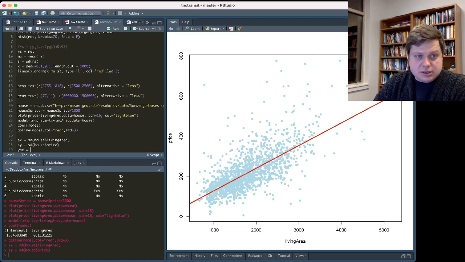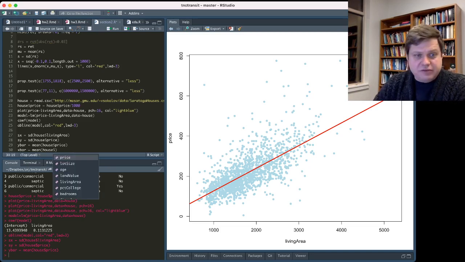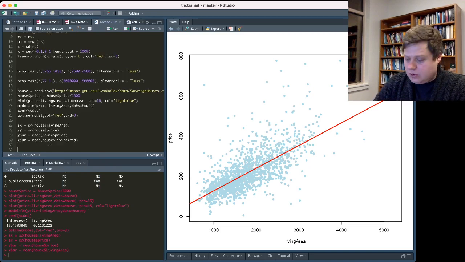Y bar is just the mean across all the values of y, and x bar is the average across all the values of x, which is our living area. Okay, and now we can calculate beta 1.